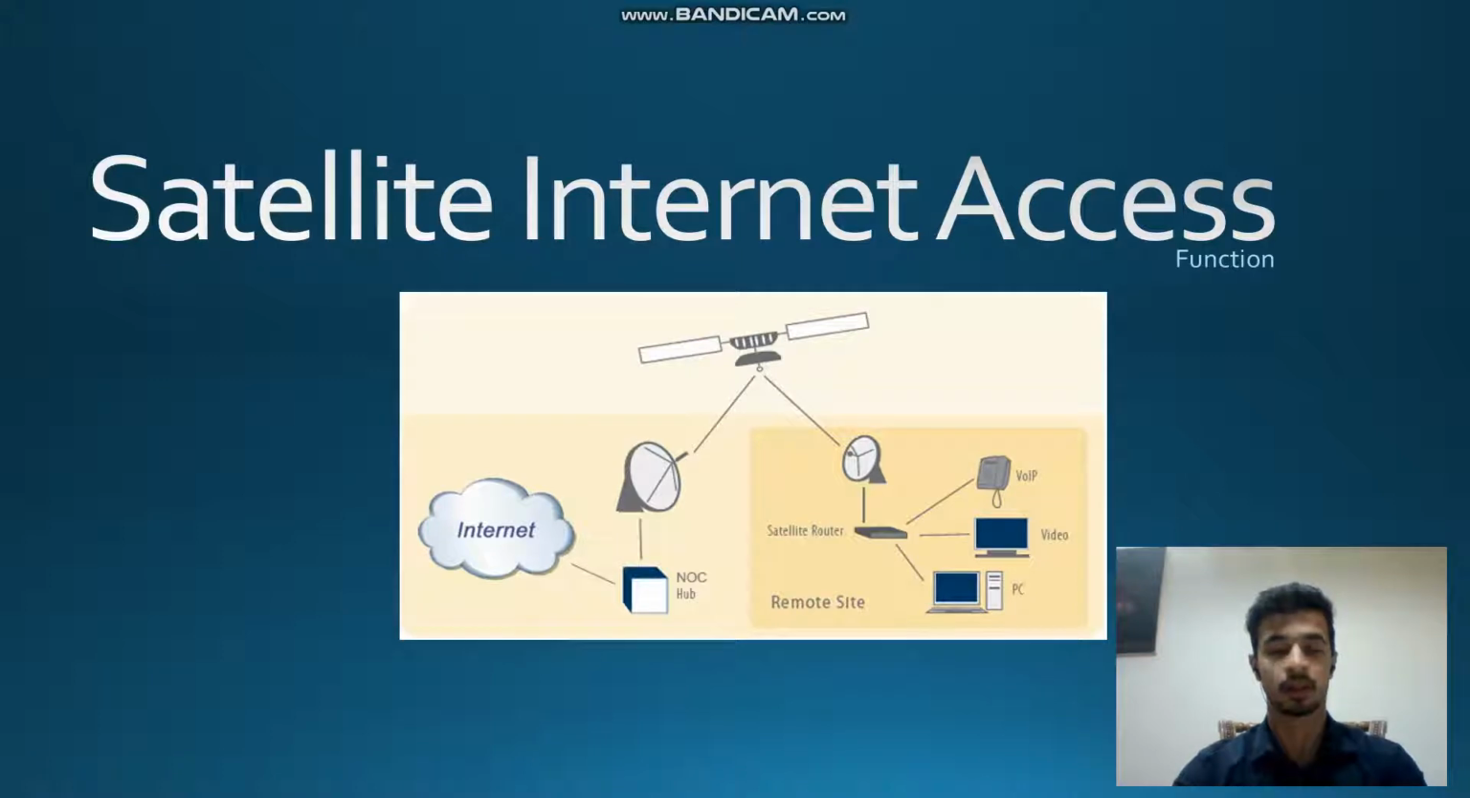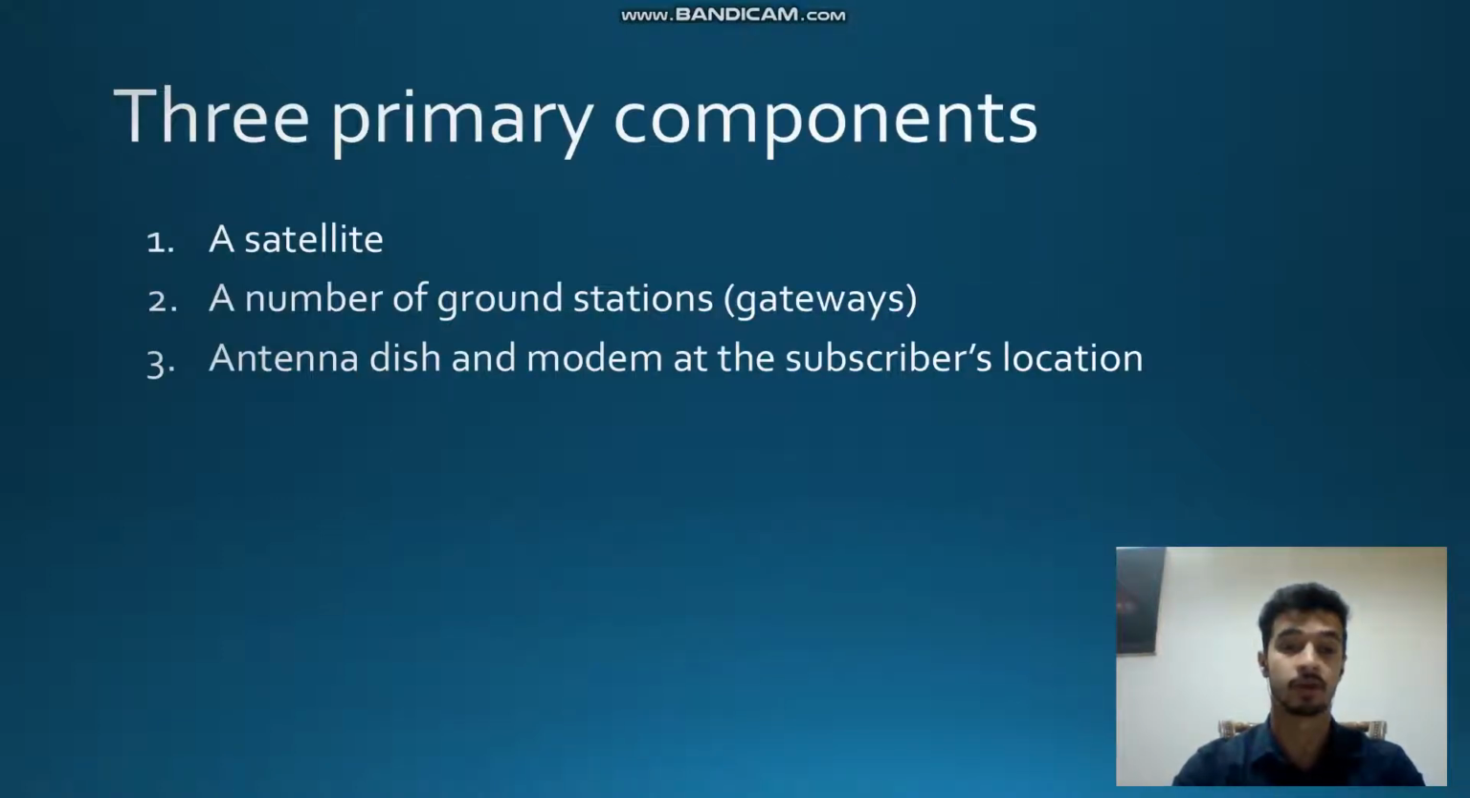So, satellite internet access is, as the name suggests, the internet access provided through communication satellites. Modern consumer-grade satellite internet service is typically provided to individual users through geostationary satellites that can offer relatively high data speeds. The three primary components of the system are a satellite, a number of ground stations, which are called gateways, and the antenna dish and modem at the subscriber's location.